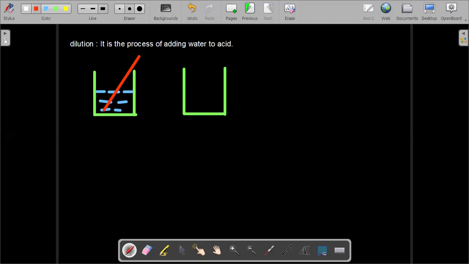What is expected when you add water to acid? Yes, what will happen if you add water to acid? A lot of heat will be dissipated. Yes, a lot of heat will be generated. So when we add acid to water, a lot of heat is generated. Right? So this is an exothermic process. Exothermic process means a large amount of heat is generated during the process of dilution of acids.